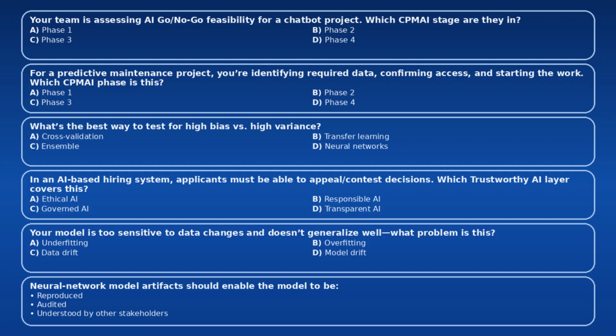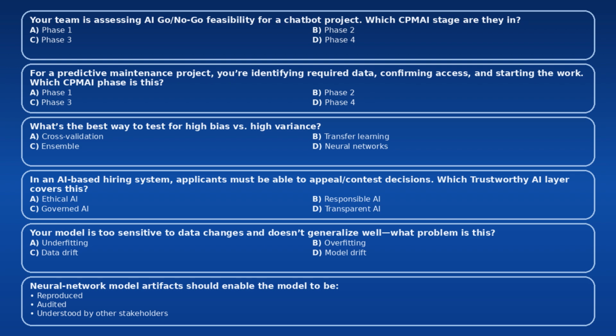Next question. What is the best way to test for high bias versus high variance? Options are cross-validation, transfer learning and ensemble neural network. The right answer is cross-validation. Cross-validation is a powerful technique used in machine learning to assess how well a model generalizes to unseen data. It helps detect both high bias and high variance by providing a more comprehensive evaluation than a simple train test split.